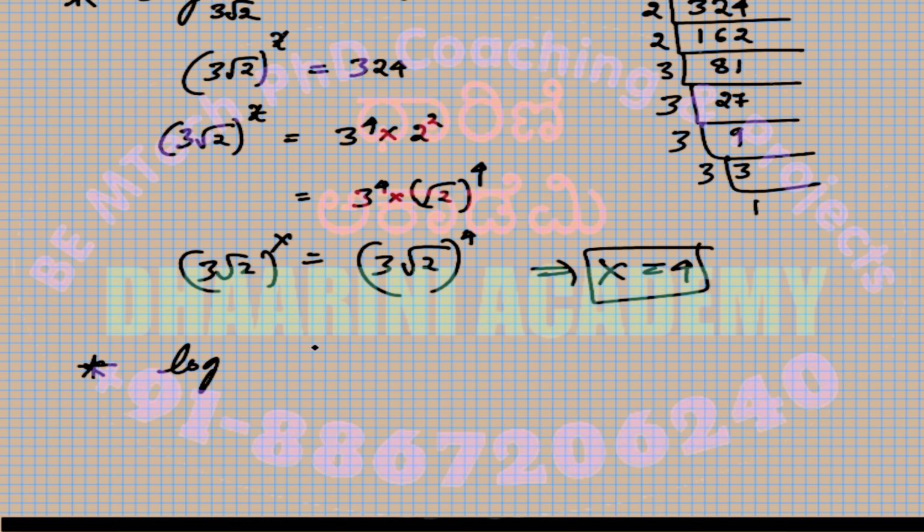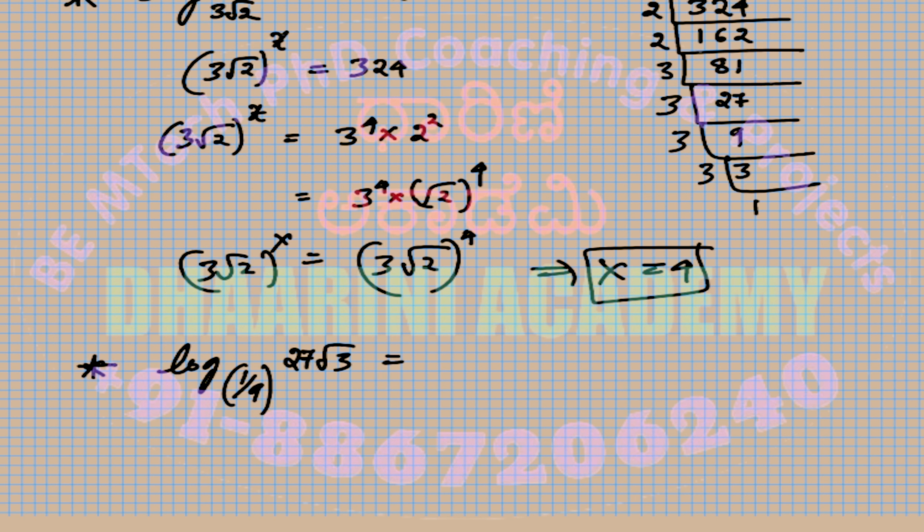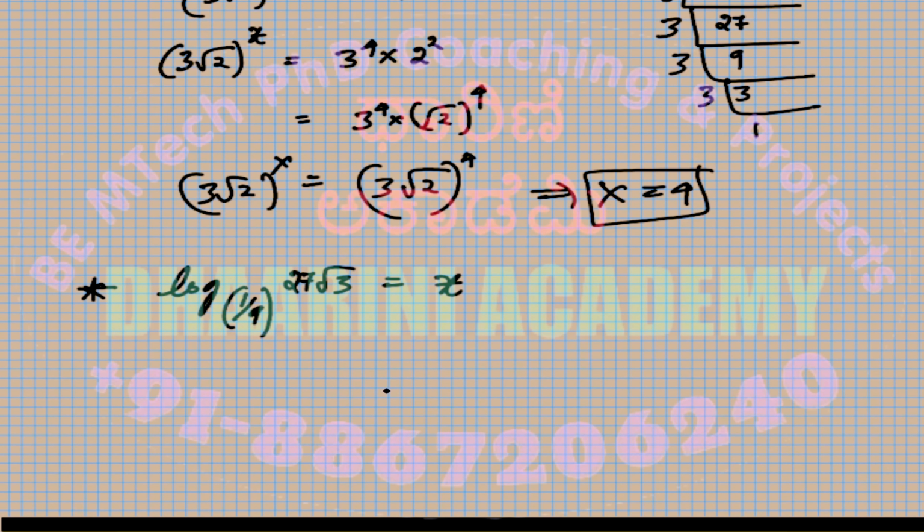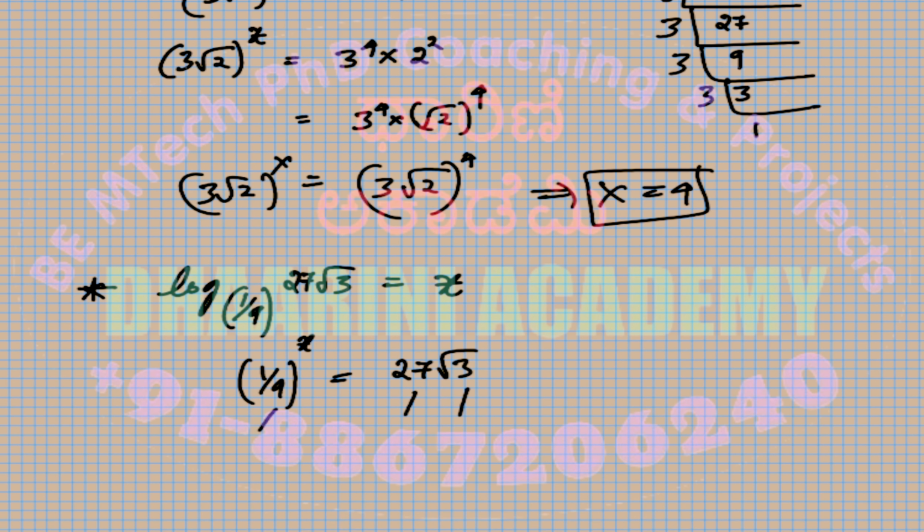Log of 27 root 3 to the base 1 by 9 equals how much? So I'll call this equal to x. Right. And now according to the fundamental equation of log, this is 1 by 9 raised to the power x should be equal to 27 root 3. Okay. Now the common thing that we can observe in 9, 27 and root 3 is 3.